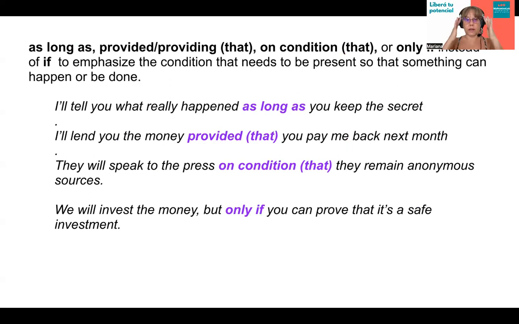Now, alternatives to conditionals. Okay, so you have here more time expressions that link and can replace the if. These are alternatives to if. And they are used to emphasize the condition that needs to be present so that something can happen or be done. Let's have a look at examples. I'll tell you what really happened as long as, so with this conditional, I'm presenting the focus I want to give. So only if you keep the secret, as long as you keep the secret, okay? The same happens with provided or provided that, on condition that, and only if. So these four alternatives to if emphasize the fact that only if you do that, I'll perform or will perform the action in the future.